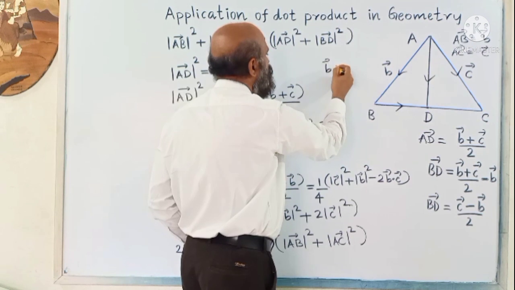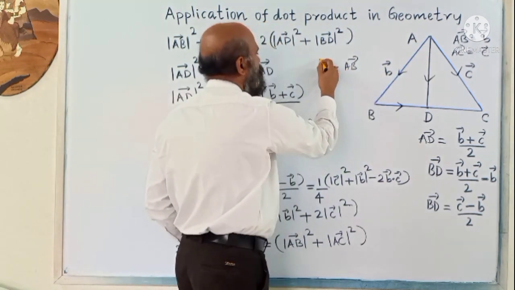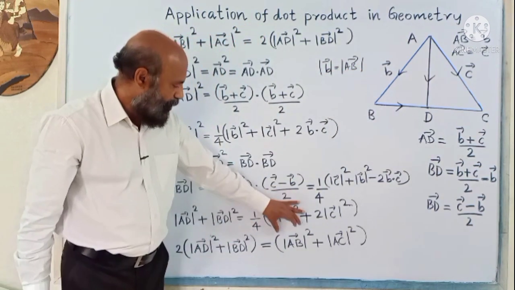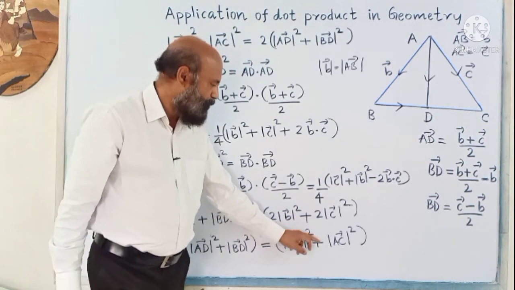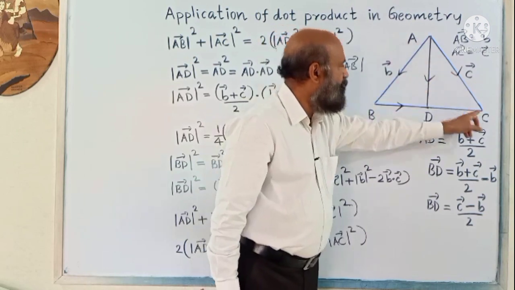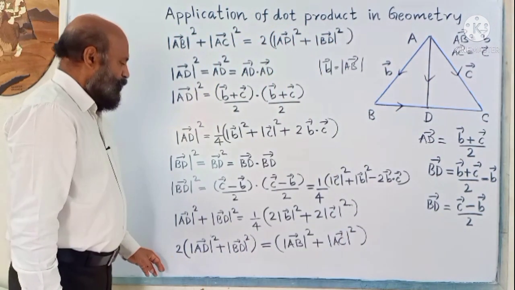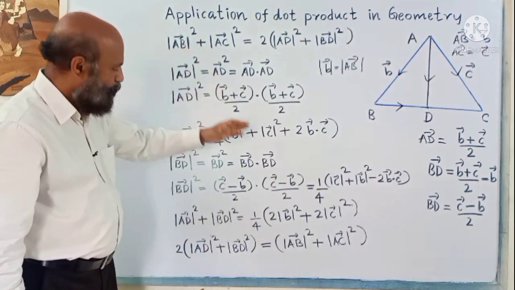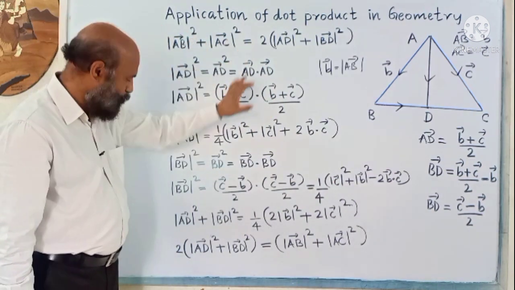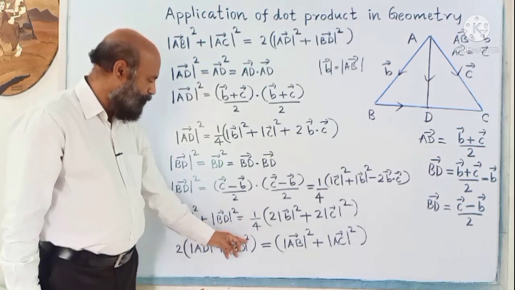B vector is AB vector because A is the origin. Then instead of modulus of B vector, you can write AB vector, so its square, plus similarly modulus of C vector square, that is modulus of AC vector square. So now we are getting this relation: modulus of AB vector square plus modulus of AC vector square is equal to 2 times modulus of AD vector square plus modulus of BD vector square.